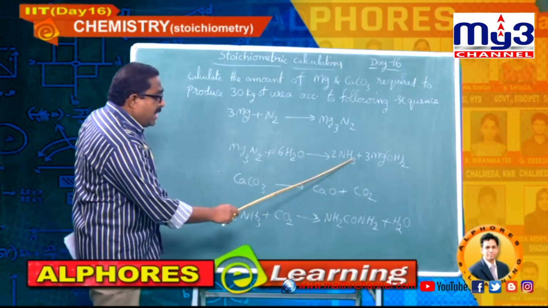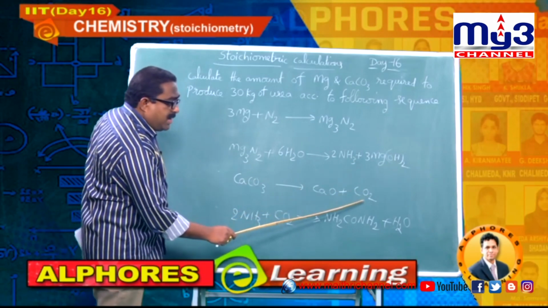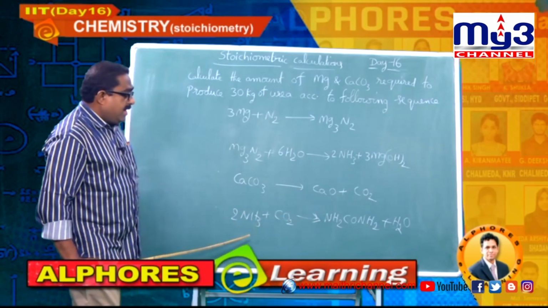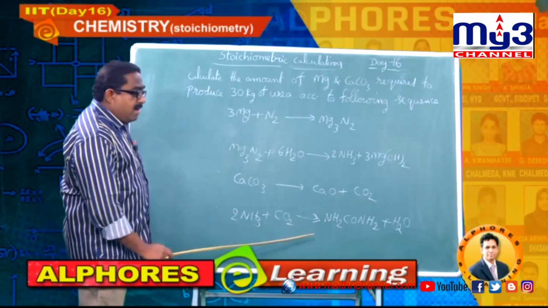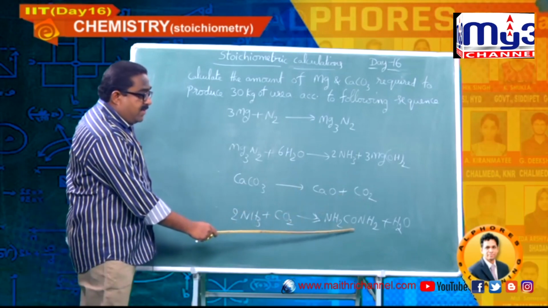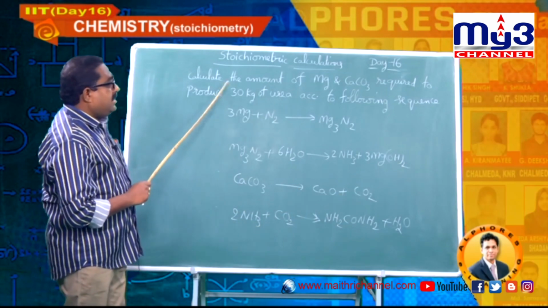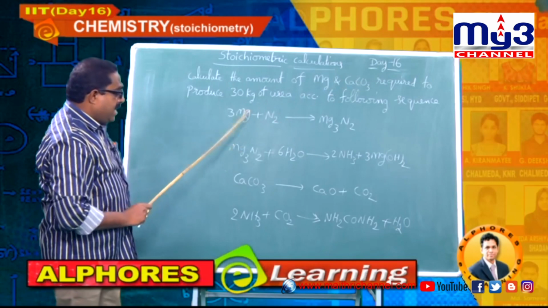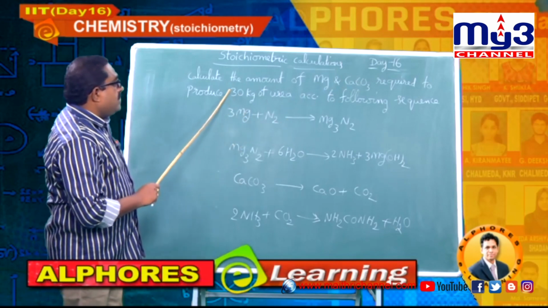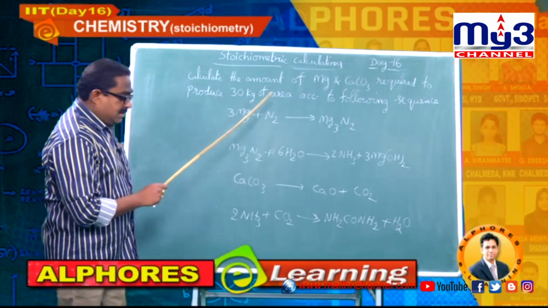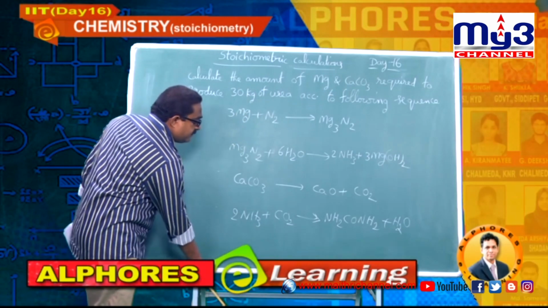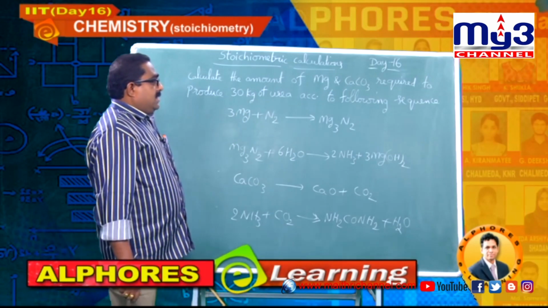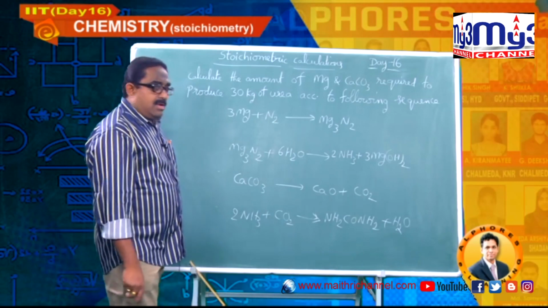Ammonia coming from this step and carbon dioxide coming from this step will react with each other and form urea. And finally, he is asking you to calculate how much magnesium and calcium carbonate are needed to produce 30 kg of urea. Okay, students, let me explain the solution of this.